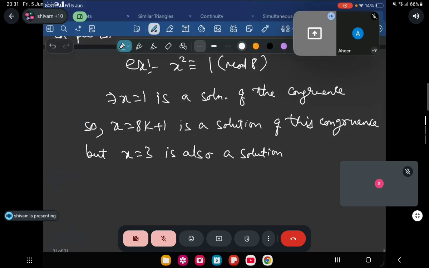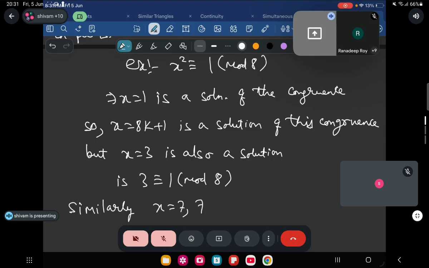What do you think, is 3 congruent to 1 mod 8? No, sir. So they belong to different classes. So over here 1 and 3 are distinct solutions. Are you getting what we mean by distinct solutions in the case of congruences? Similarly, you will find x equal to 5 and x equal to 7 are also solutions of this congruence.